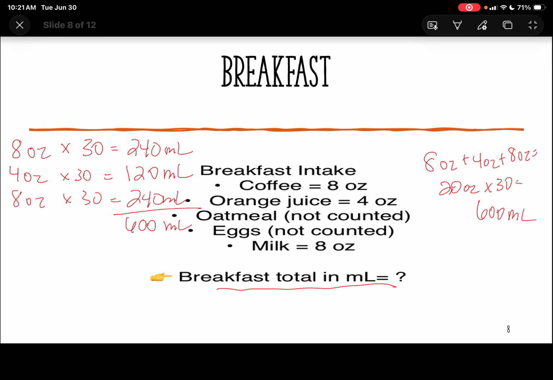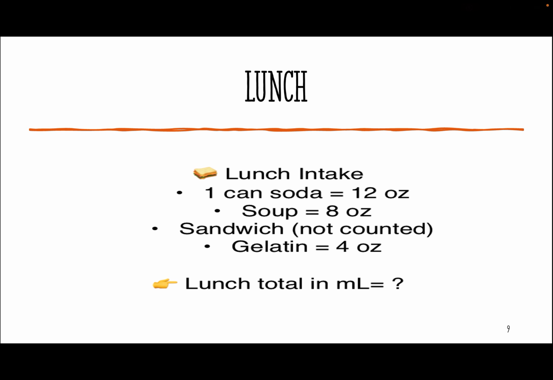Okay, so whichever one works for you, whichever one is easier. So you can calculate each one and then add it up, or you can add up your ounces, multiply them all by 30, and get the same answer, okay? Moving forward, make sure that you keep this number written somewhere, okay? Put a box around it or something so you don't forget. Label it if you need to, but for breakfast, we had 600 mLs, so don't forget that, okay? Then we're gonna move on to lunch.